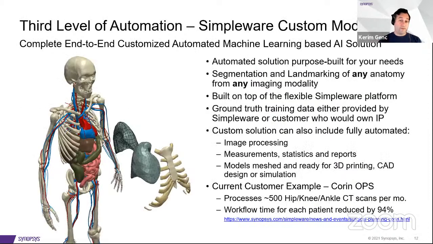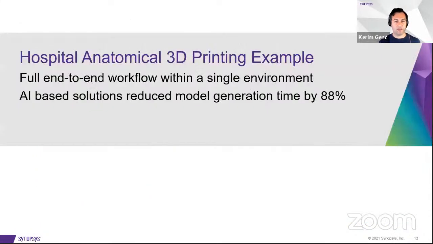Then we come to our third level of automation, the fully customized end-to-end solution. This is not as applicable to 3D printing yet, I don't think. In the market, a lot of 3D printing is very customized. Corin is a nice example where we've deployed this for their hip, knee, and ankle CT processing, where we've reduced time by 94%. This is built off of a joint IP, a custom solution developed for them and only them. We've done this with other customers as well, but this is the only one we can talk about. If you have any questions about that, I'd be happy to talk to you.